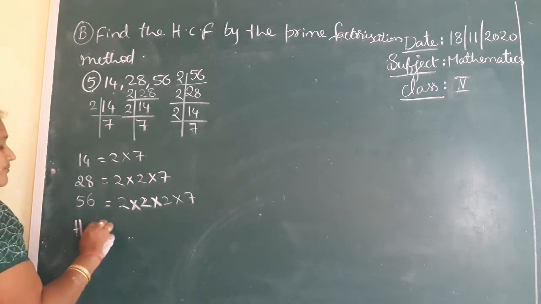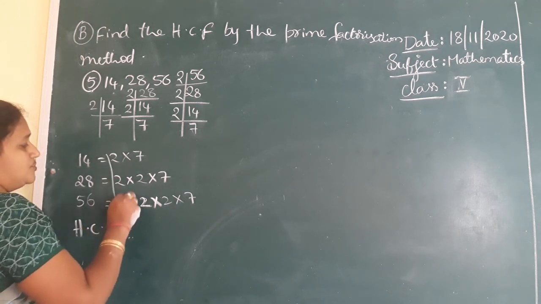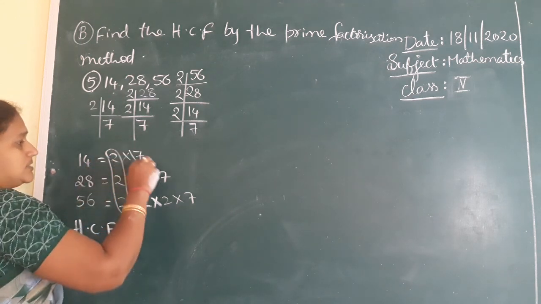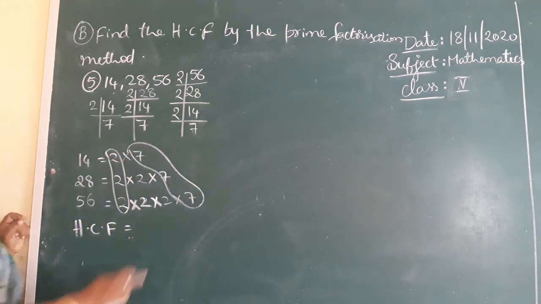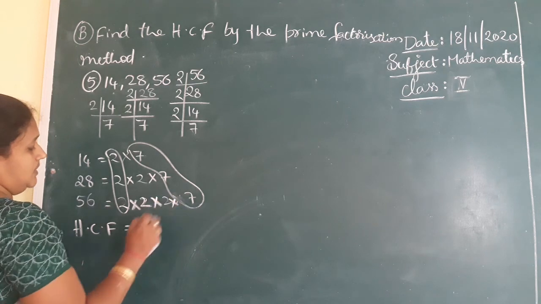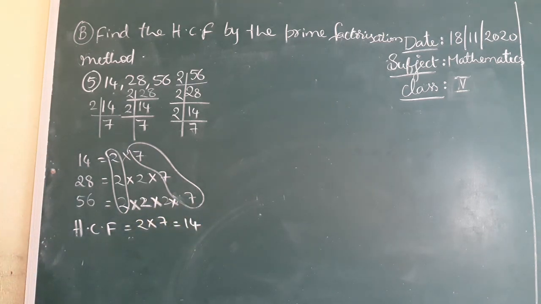Now write which are common in these three. What is the HCF of these three numbers? Which are common in all? 2. 7 is also common in all. Yes, no? So simply 2 into 7, 2 sevens are 14. See the next one, 12, 48, 72.